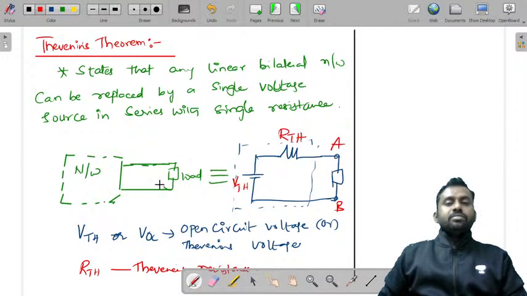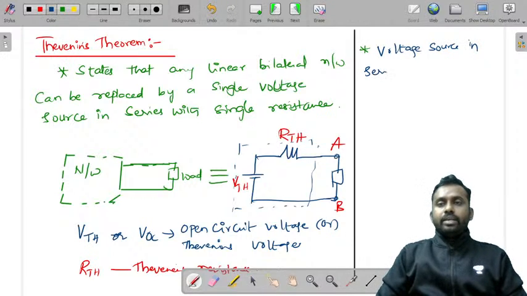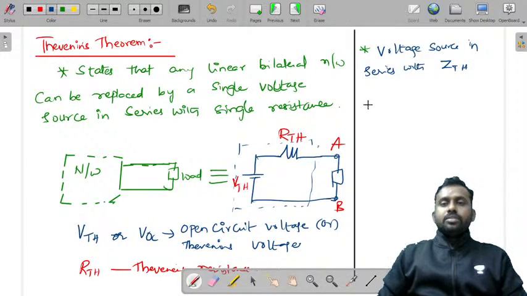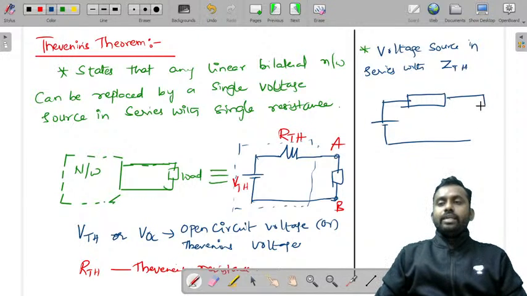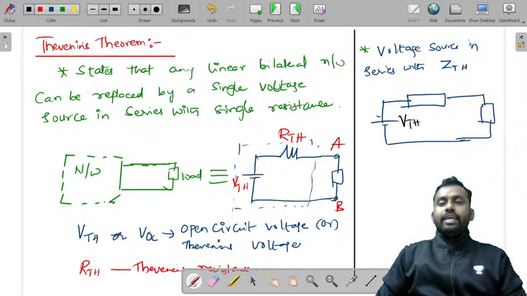So this is for DC, this is the equivalent circuit. If you want the same for an AC, the same thing can be replaced by a voltage source in series with an equivalent impedance ZTH. Similarly, you can take the AC equivalent like this, which is also connected to some load. So this is VTH with plus minus, this is ZTH, and this is the load.